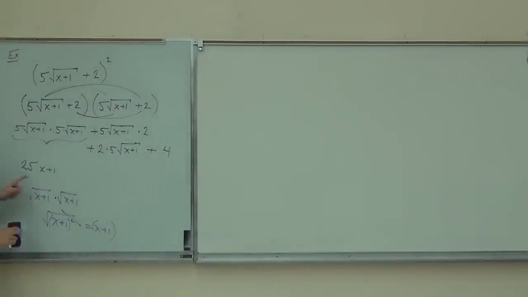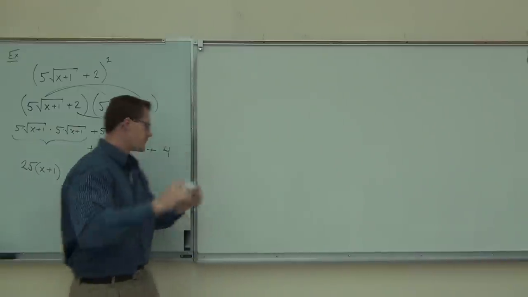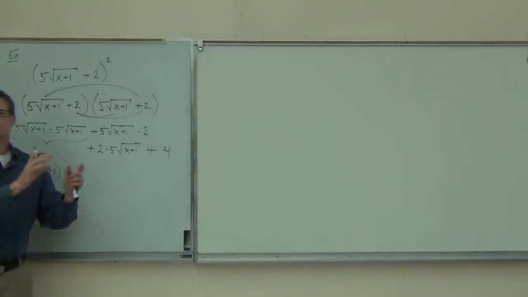So while we don't have a square root here, we've taken care of the square root. That's what that does. We do have to have some parentheses because 25 is getting multiplied by that entire expression. Nod your head if you're still with me. Okay, moving on. Now the rest of it shouldn't be all that bad.